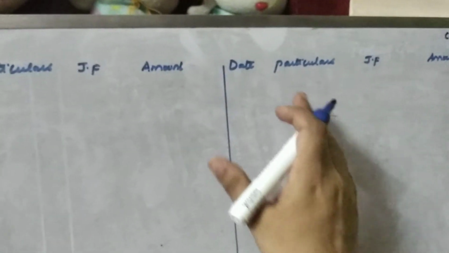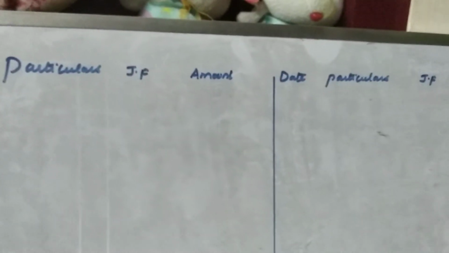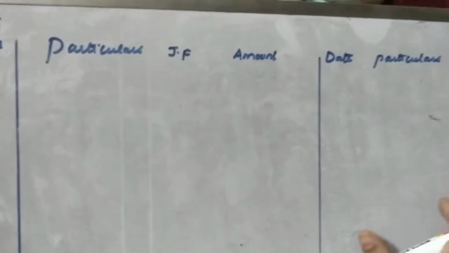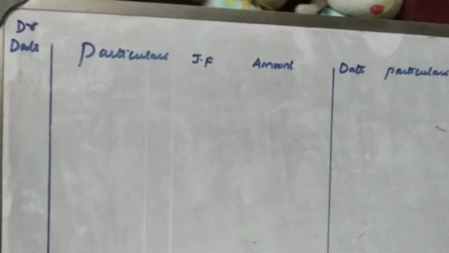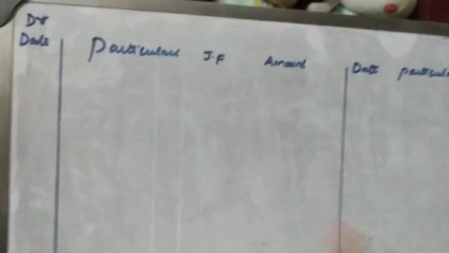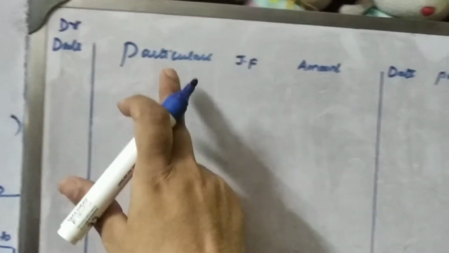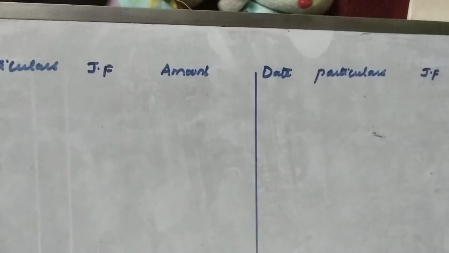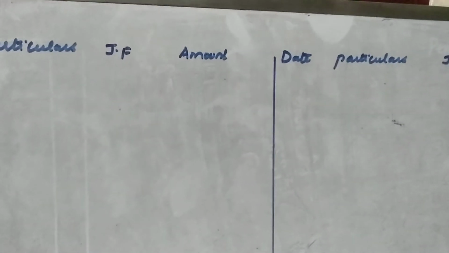So you will be having a middle line, so your left side page and your right side page. Use both the sides for ledger. And this is the format. You will start with the date, particulars, JF, amount on the left side. Similarly on the right side, date, particulars, JF, amount. This is the format for your ledger.